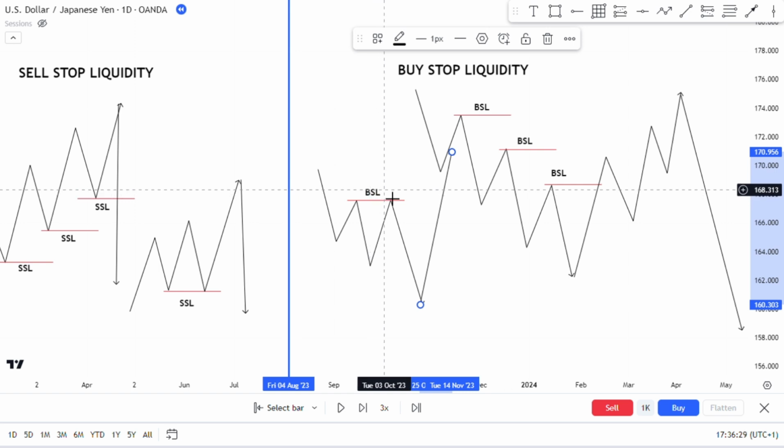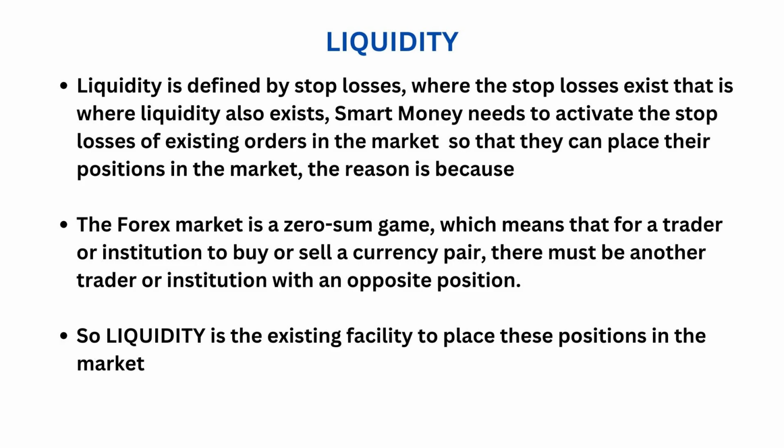So you might be wondering what liquidity itself is. A liquidity is defined by stop losses. Where the stop losses exist, that is where liquidity also exists. Smart money needs to activate the stop losses of existing orders in the market so that they can place their position in the market. The reason is because the forex market is a zero-sum game, which means for a trader or institution to buy or sell a currency pair, there must be another trader or institution with an opposite position. So liquidity is the existing facility to place this position in the market. It's so simple.